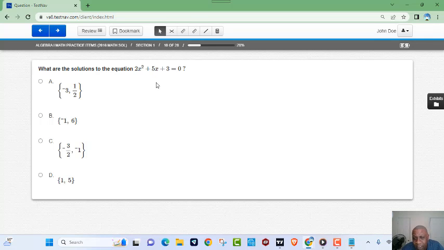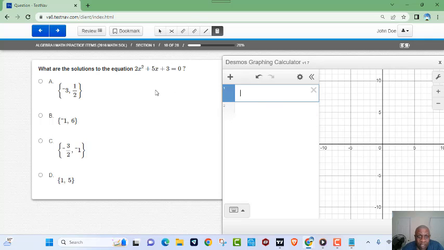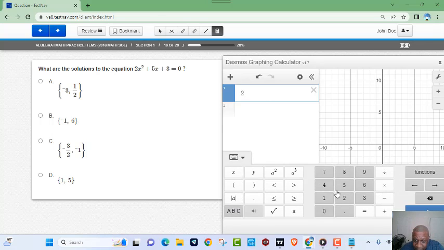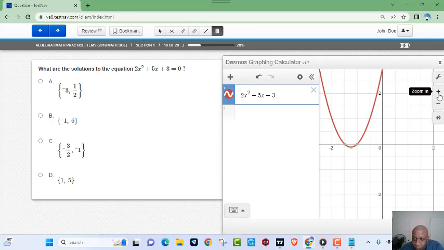So here's a quadratic. We can graph this in Desmos and see where the points intersect the x-axis here. So we'll just plug in 2x squared plus 5x plus 3. Let's zoom in, zoom out a little bit. We see that it intersects the x-axis at negative 1.5 and negative 1. So we have negative 1, negative 1.5.